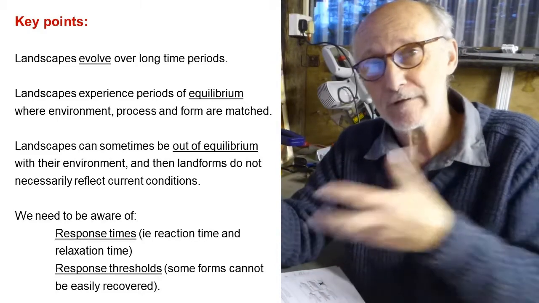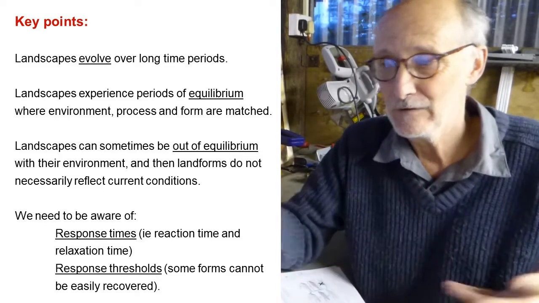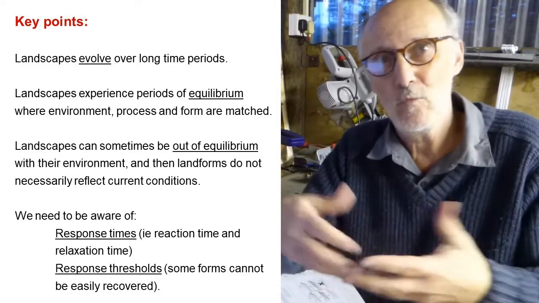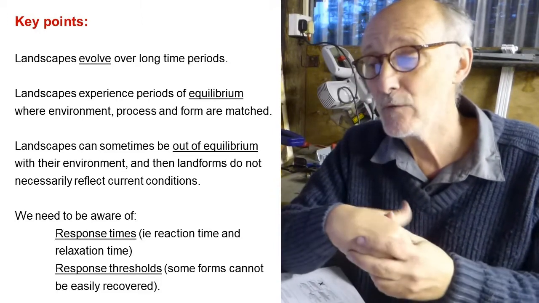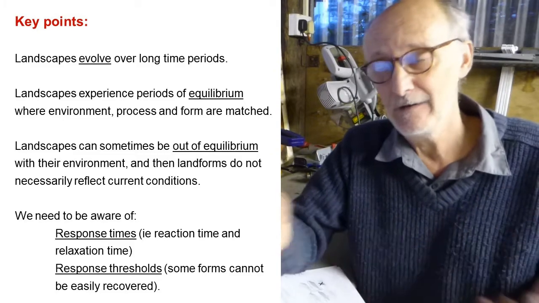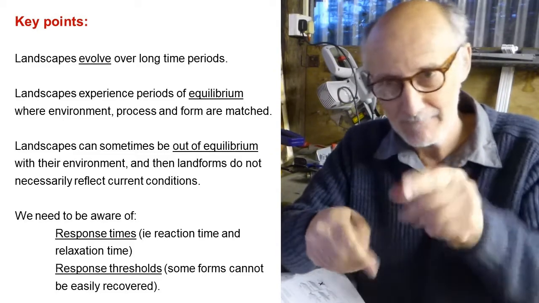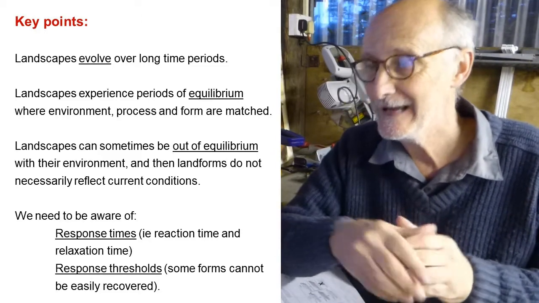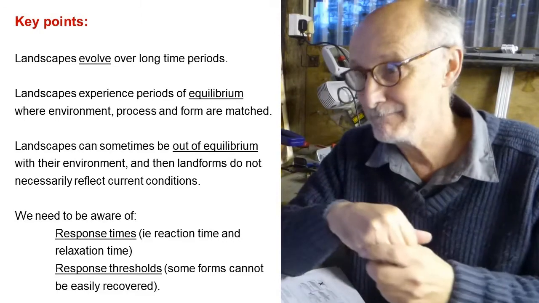So the landforms don't necessarily reflect the current environmental conditions. We don't have a characteristic form; we're not in an equilibrium situation. So you need to be aware of things like the response time, and I'm rolling it together there, the reaction time, the delay between the impulse and the reaction to it, and the relaxation time, the time it takes for the landscape to actually make its change.